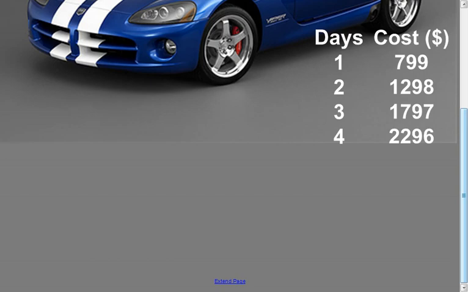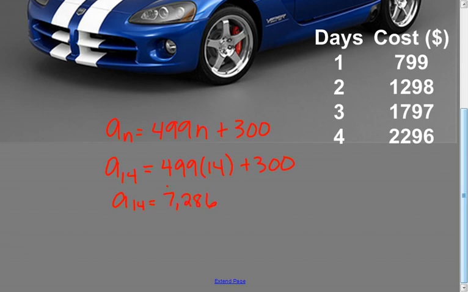So if I want to figure out what the cost will be for 14 days, I'm going to use that same equation from the previous page, $4.99n plus 300. And then I will plug in 14 for n. So I'm looking for the 14th term on the list. I don't know what the 14th number on the list would be, and again, you're going to need to use formulas for this. On the test, you will not just be able to write out 14 numbers and circle the 14th. So when I take $4.99 times 14 and add 300, I should get $7,286 to rent that Viper for 14 days.